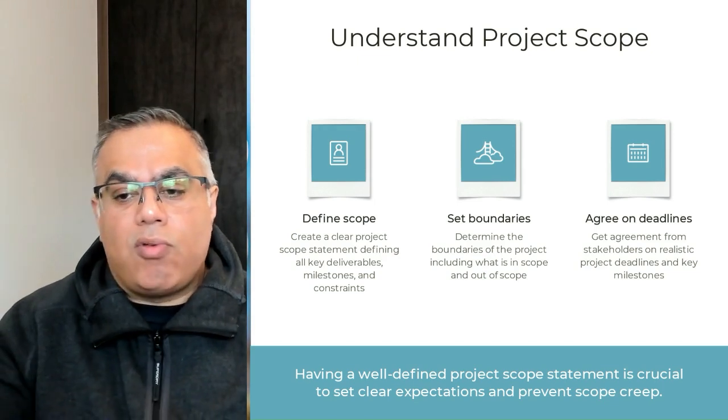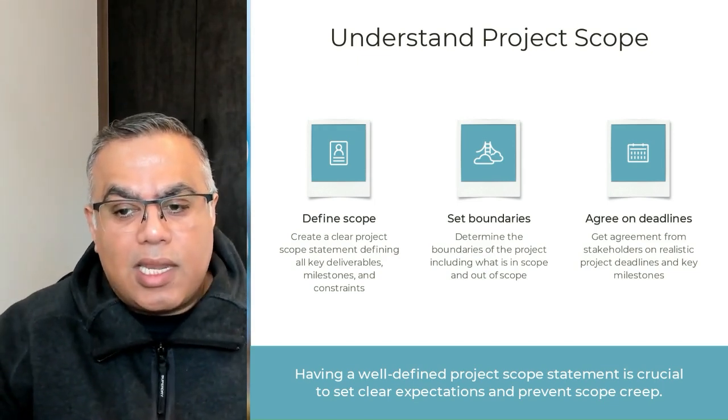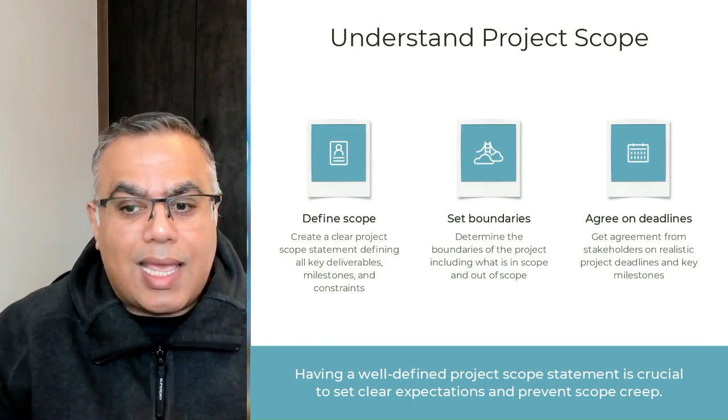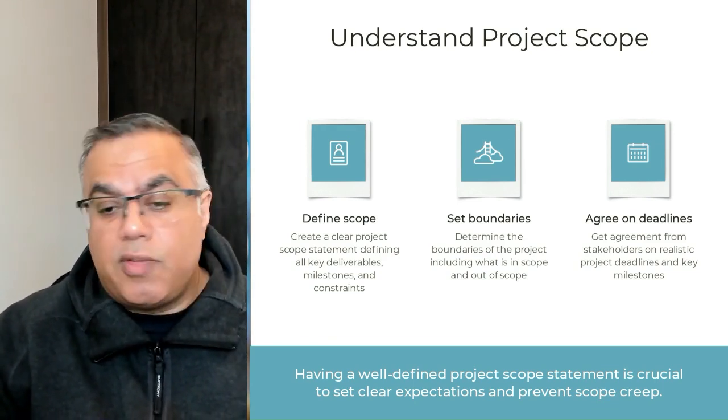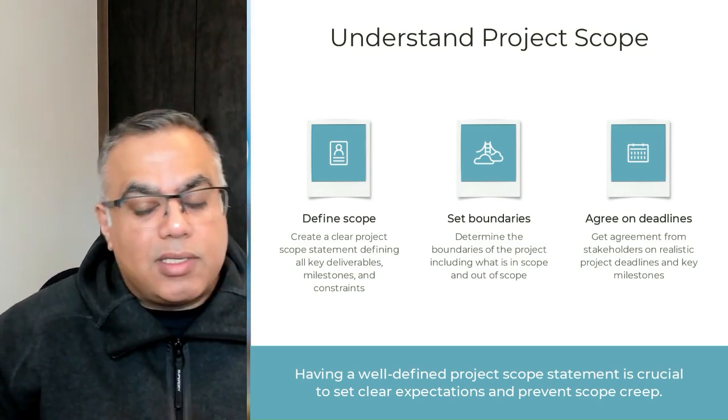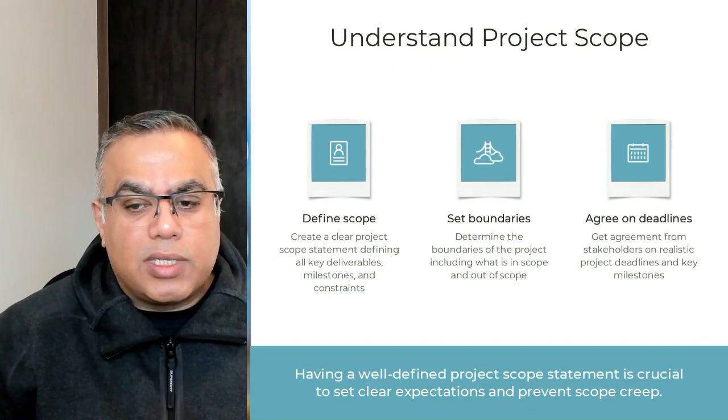And finally, agree on deadlines. Get agreement from stakeholders on realistic project deliverable deadlines and milestones that must be achieved. There could be dependencies, such as phase one of your project being delivered because it has a dependency on another element of your project. That's really key. So you need to do that and make sure you've got that done.